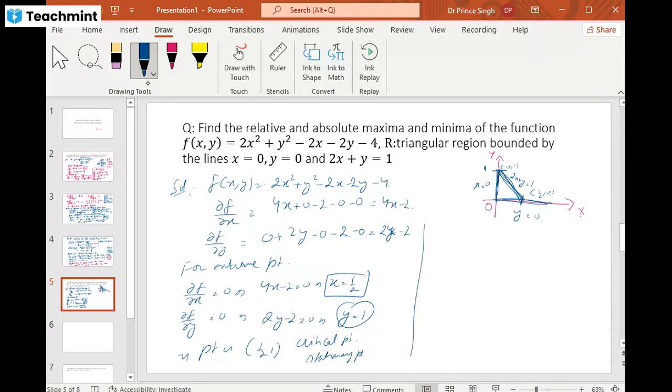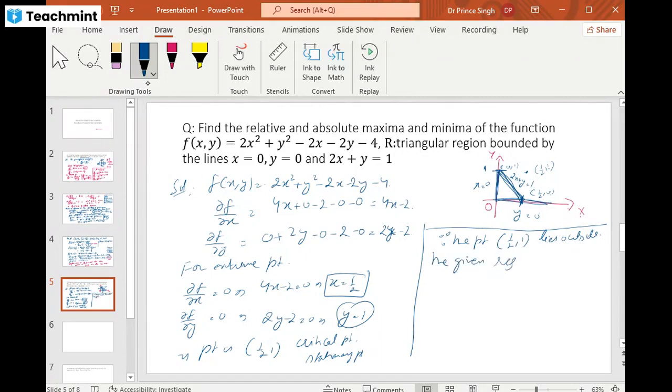So now firstly we need to check whether this point lies within the given region or outside the given region. So we have y equal to 1 and x equal to 1 by 2. So this is the point 1 by 2, 0 and 1 by 2, 1 is somewhere here. So basically this point lies outside the region, because the point 1 by 2, comma 1 lies outside the given region.